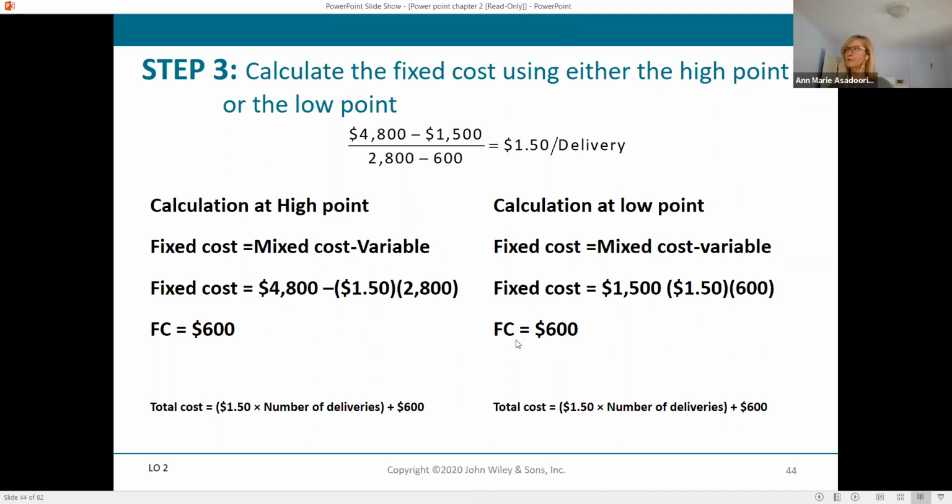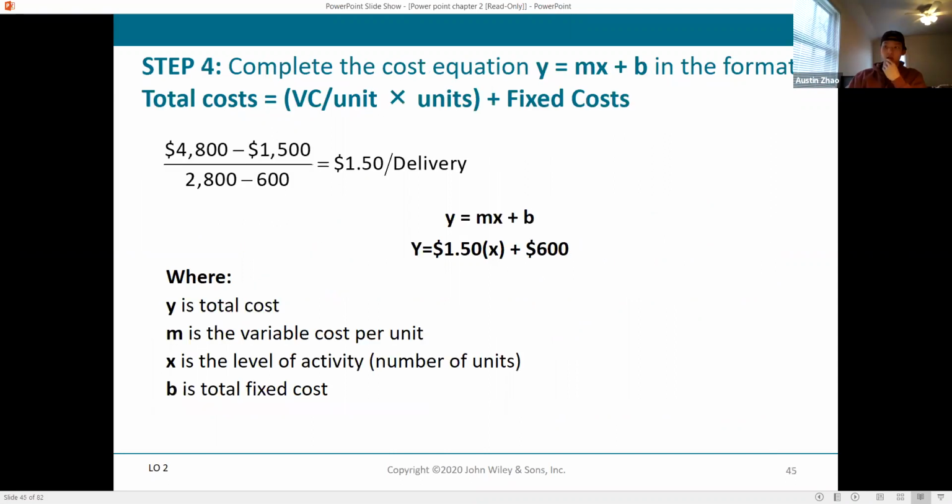Okay. Is everybody good? Oh, Professor, I had a question. Yeah. In that scenario, is the mixed cost also the total cost? Yes. So moving on to this slide, that's exactly what we're looking at, right?